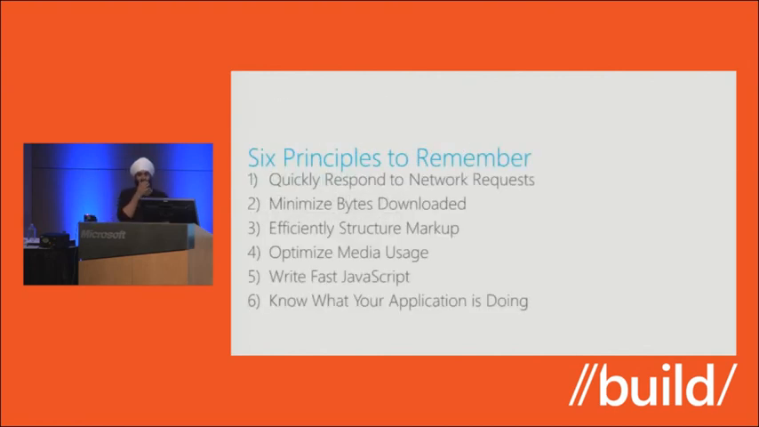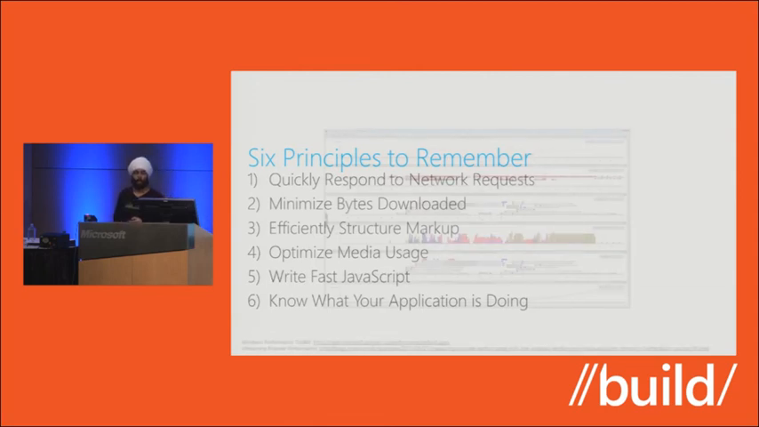Okay, so with that, we've covered the 50 performance tips and tricks that the IE team would recommend that you look at when you're trying to improve the performance of your applications. So I want to quickly summarize these 6 principles again. Quickly respond to network requests. Minimize bytes downloaded. Efficiently structure your markup. Optimize your media usage. Write fast JavaScript. Know what your application's doing.